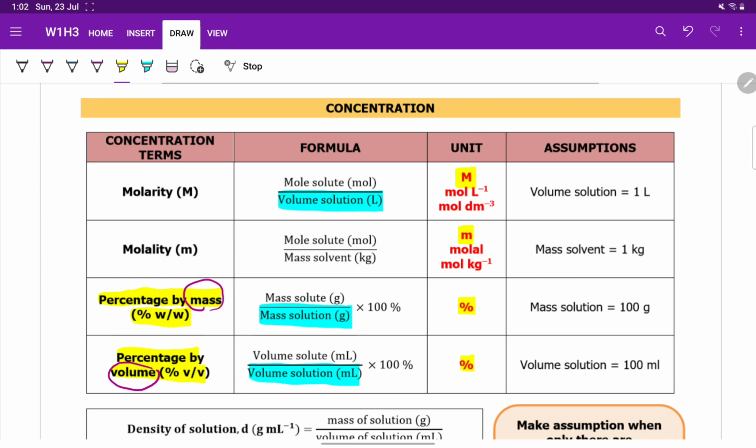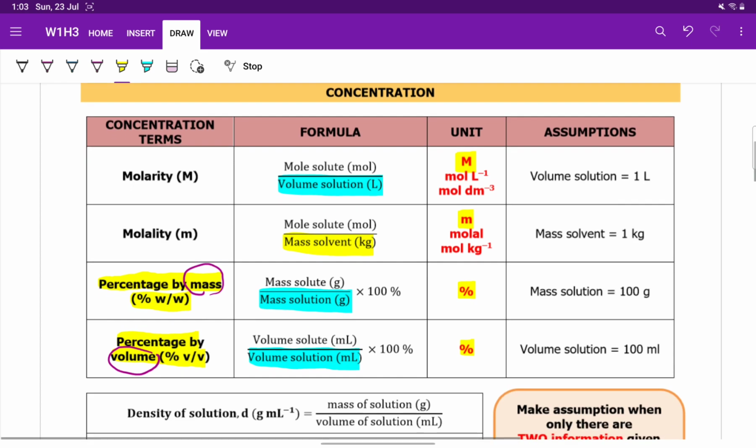Berbeza pula dengan kita punya molality. So, as you can see molality, bahagian bawah dia adalah mass of solvent. So, satu ni je mass of solvent. Tapi bahagian atas dia adalah mole of solute. Okay, so itu cara macam mana awak boleh differentiate lah ataupun untuk memudahkan awak untuk ingat equation. So, this equation are not given in exam. So, you need to memorize all equation completely dan dengan betul lah supaya awak boleh gunakan dalam exam.